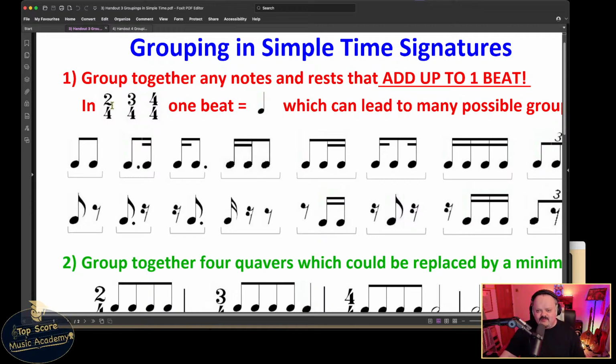So if you're in 2/4, 3/4, or 4/4, one beat, as you now know, is worth a crotchet or a quarter note, if you want to think of it that way. So any combination of semiquavers, quavers, even demi-semiquavers, or hemi-demi-semiquavers, if you want to go that far, any combination of notes that adds up to a crotchet can be beamed together.